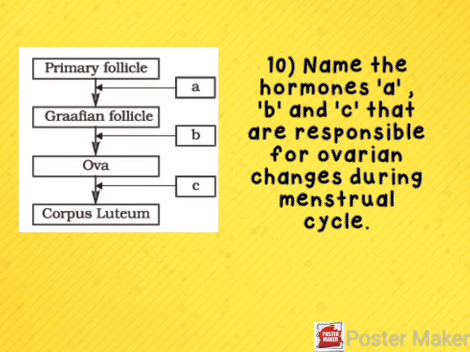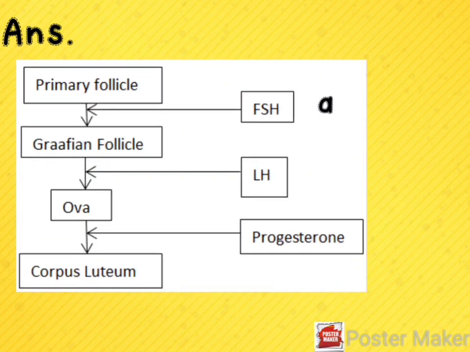Then the last question, name the hormones A, B, C that are responsible for ovarian changes during menstrual cycle. So the figure is showing the different points at which these hormones act, and the answer is shown in the diagram. FSH is hormone A, it acts on the primary follicle. LH is hormone B, LH stands for luteinizing hormone, and C over here stands for progesterone. So these are the 3 hormones, FSH, LH and progesterone.